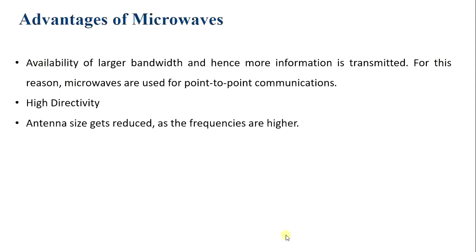Now there is a relation of this with the size of the antenna. At a lower frequency, large antennas are required to get the sharp beam. But at a high frequency, beam width is small. Due to that, the directivity can be achieved with a very small antenna size. This is one of the advantages, that antenna size gets reduced as the frequencies are higher.